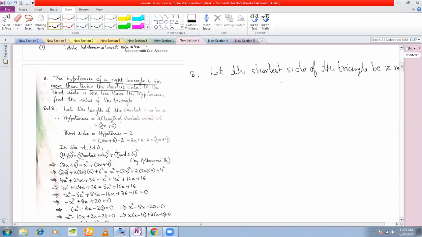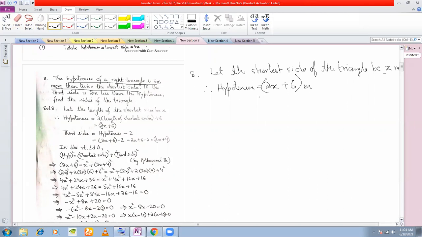meters. Therefore, what should the hypotenuse be? Hypotenuse is 6 meters more than twice the shortest side. Twice the shortest side is how much? 2x, right? Shortest side is x, twice the shortest side is 2x. Hypotenuse is 6 meters more than twice the shortest side. So therefore, hypotenuse is 2x plus 6 meters, right?